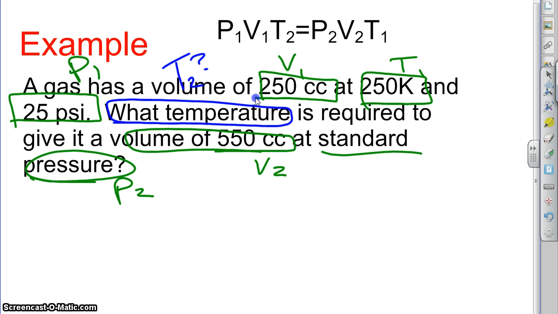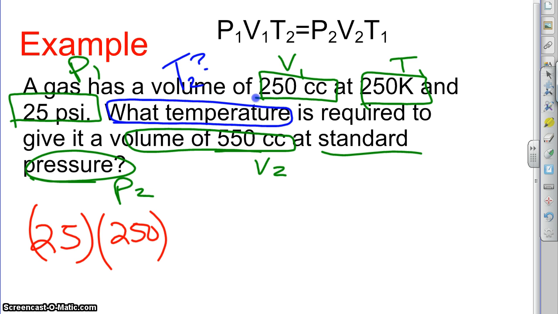What's the pressure at the beginning? Well, that's the nice thing about going through and circling and labeling things. We can just plug them in now. P1 is 25. V1 is 250. T2, be very careful, this is where people screw up here. They'll put this 250 in. That's not what we want. We want temperature at the end. Temperature at the end is what we're actually being asked to find. We don't know it, so we've got to leave that as a variable.